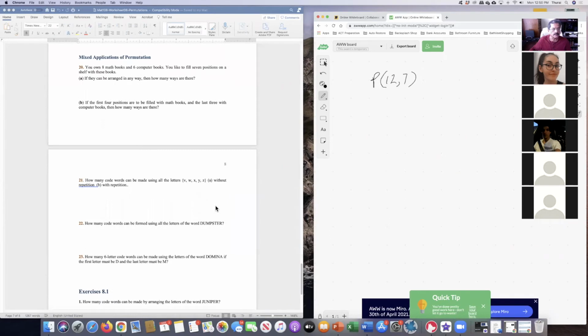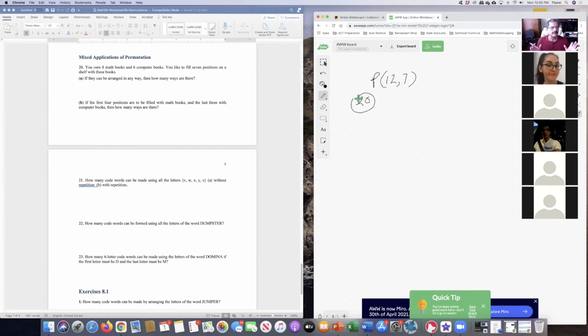Okay, so mixed application of permutation. So we need to do some of these. Well, actually, we need to do all of them. Number 20, start with number 20. It says you have 8 math books and 6 computer books, and you would like to fill 7 positions on a shelf with these books. First question is, if they can be arranged in any way, then in how many ways are there? So that means the computer books and the math books can be mixed and matched in any way.